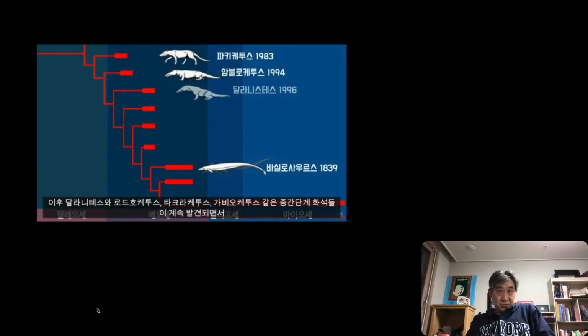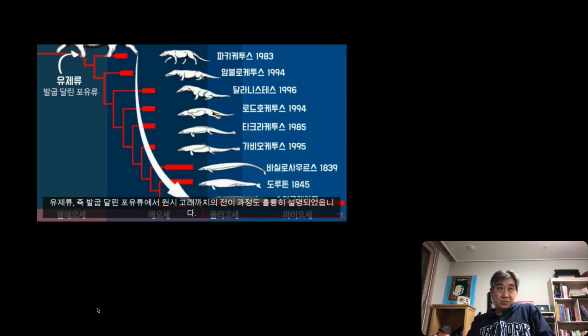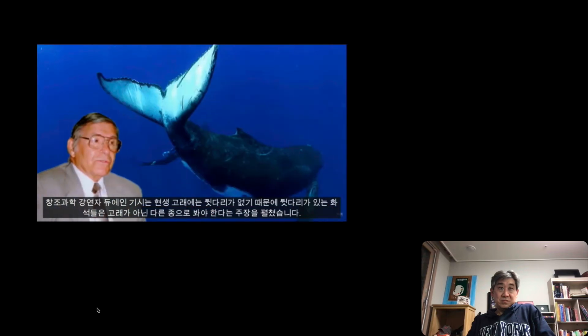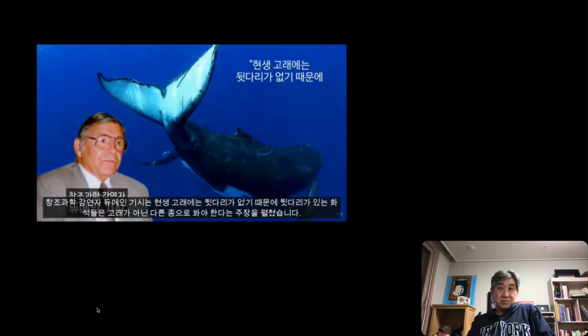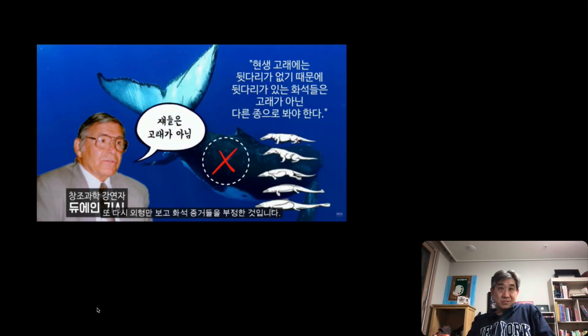이후 달라니테스와 로도케투스, 타크라케투스, 가비오케투스 같은 중간 단계 화석들이 계속 발견되면서 유제류, 즉 발굽 달린 포유류에서 원시 고래까지의 전이 과정도 훌륭하게 설명되었습니다. 고래의 중간 단계 화석들이 갑자기 늘어난 것에 당황한 미국의 창조과학 측은 고래의 뒷다리를 물고 늘어졌습니다. 창조과학 강연자 주웨인 디시는 현생 고래에는 뒷다리가 없기 때문에 뒷다리가 있는 화석들은 고래가 아닌 다른 종으로 봐야 한다는 주장을 펼쳤습니다. 또다시 외형만 보고 화석 증거들을 부정한 것입니다.